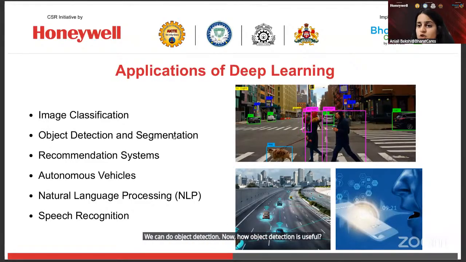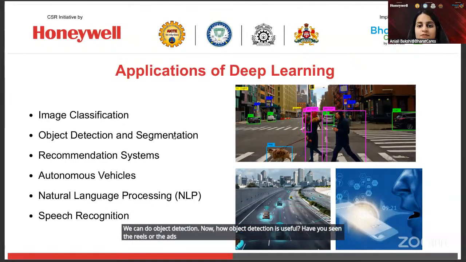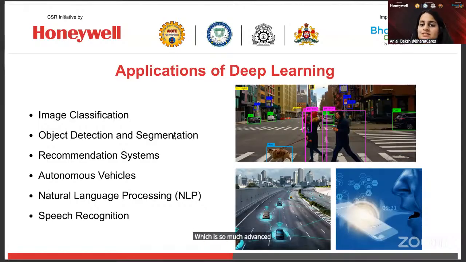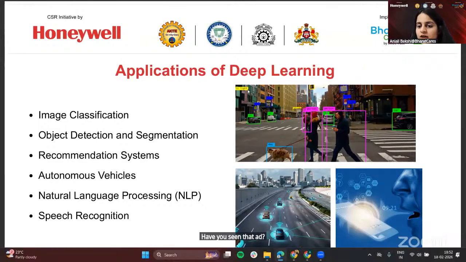Have you seen the reels or the ads around that now we have traffic lights which are so advanced that if a person standing behind the white bars is not wearing a helmet, the green light is not shown? Have you seen that ad? Okay. Yes, yes. Nisha says yes, Anidhi yes. Some say no also. Okay.